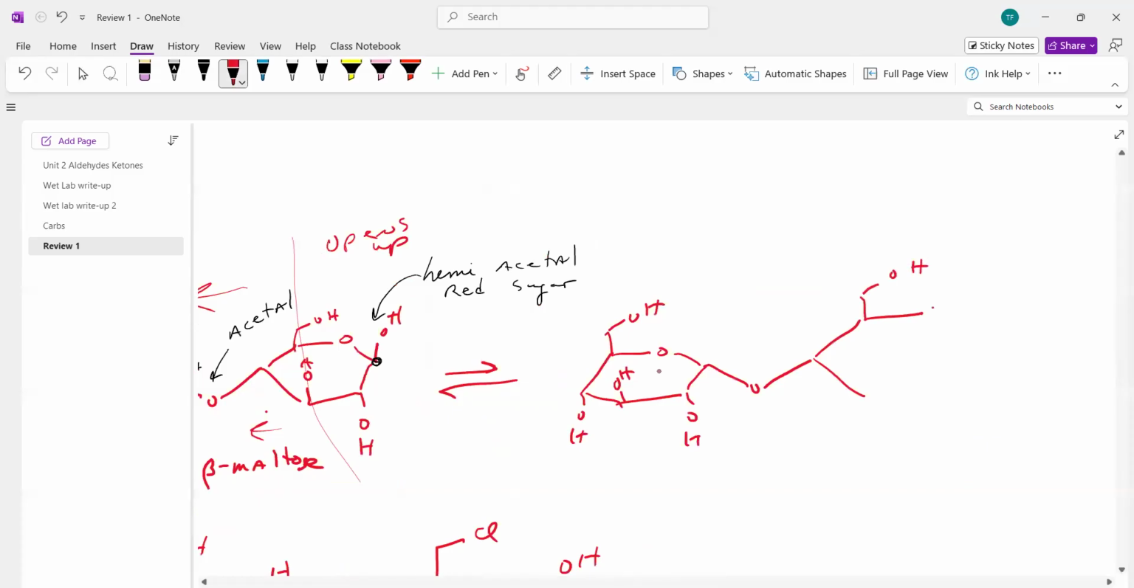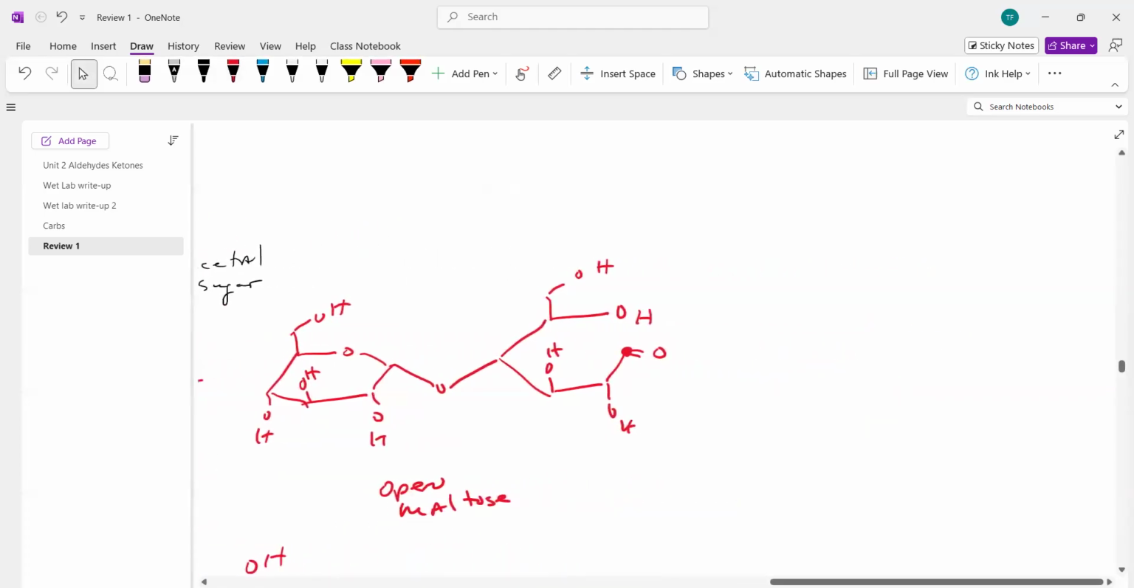And when this opens up, this becomes an OH. So this is where the anomeric carbon is now. Okay, so that's the open version of maltose. And it doesn't matter whether you started with beta or alpha, it opens up to that aldehyde there.